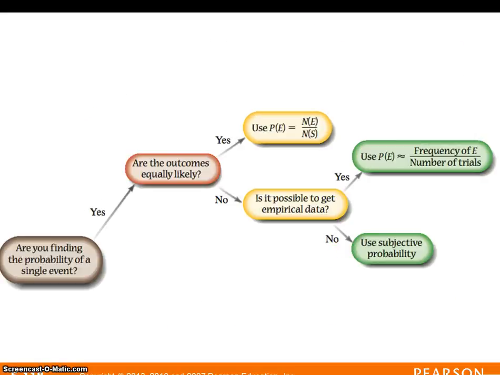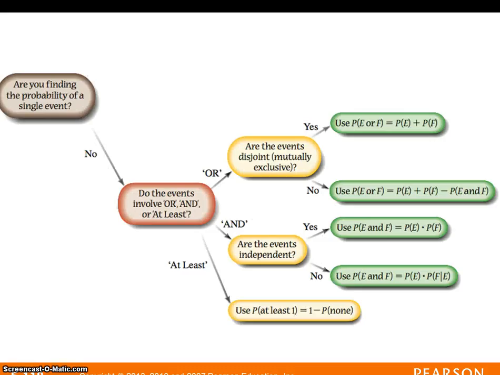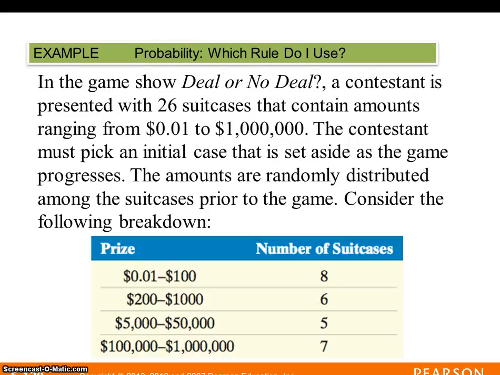But let's look at an example, and here's just the top half of the flow chart and the bottom half. So as you guys may or may not have seen in the game show Deal or No Deal, a contestant is presented with 26 suitcases that contain dollar amounts ranging from a penny to $1 million, and the contestant must pick an initial case that is set aside as the game progresses, and the amounts are randomly distributed among the suitcases prior to the game. Consider the following breakdown, right? So this would mean 8 of the suitcases have between a penny and $100, 6 have between $200 and $1,000, right? And then like 7 have between $100,000 and $1 million.